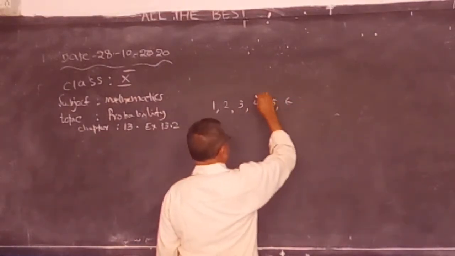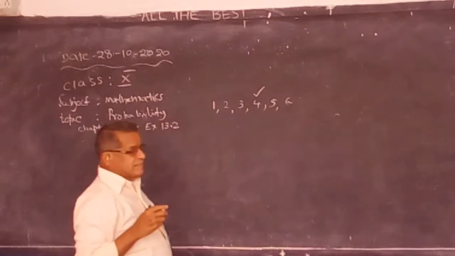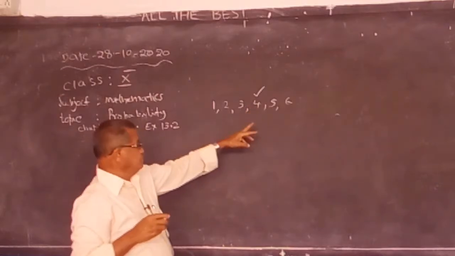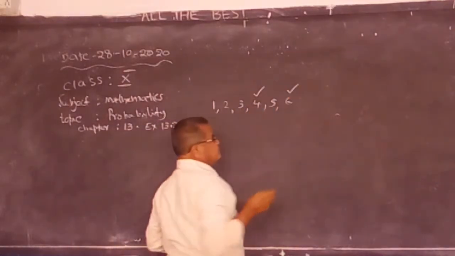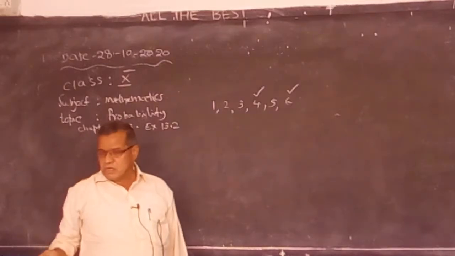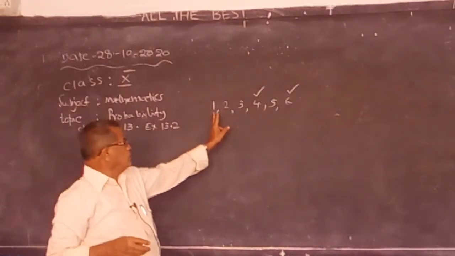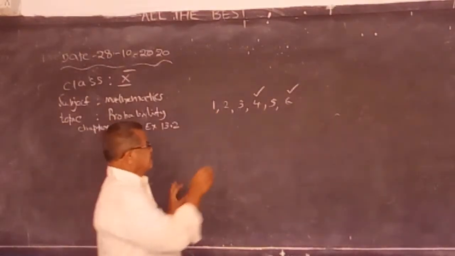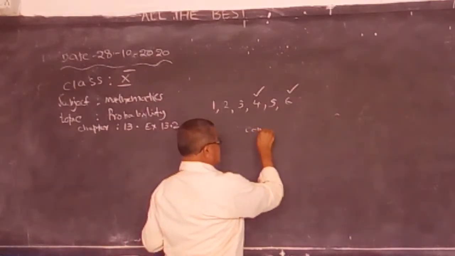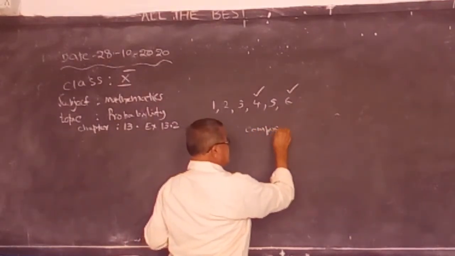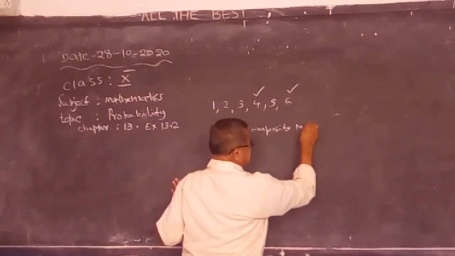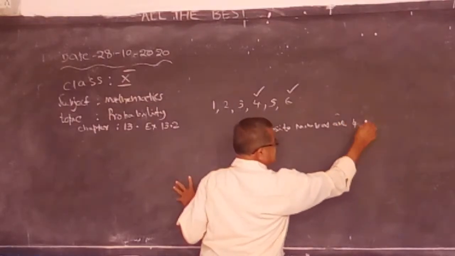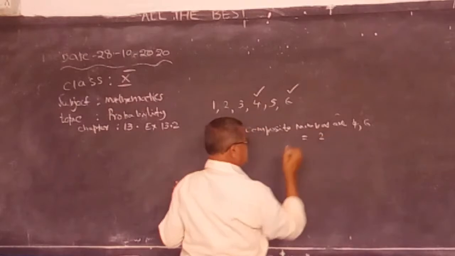Among the numbers, suppose you choose composite numbers. The first composite number is 4, it has more than 2 factors, hence it is a composite number. Next is number 6. So favorable outcomes are 4, 6. Composite numbers are 4, 6. There are 2.